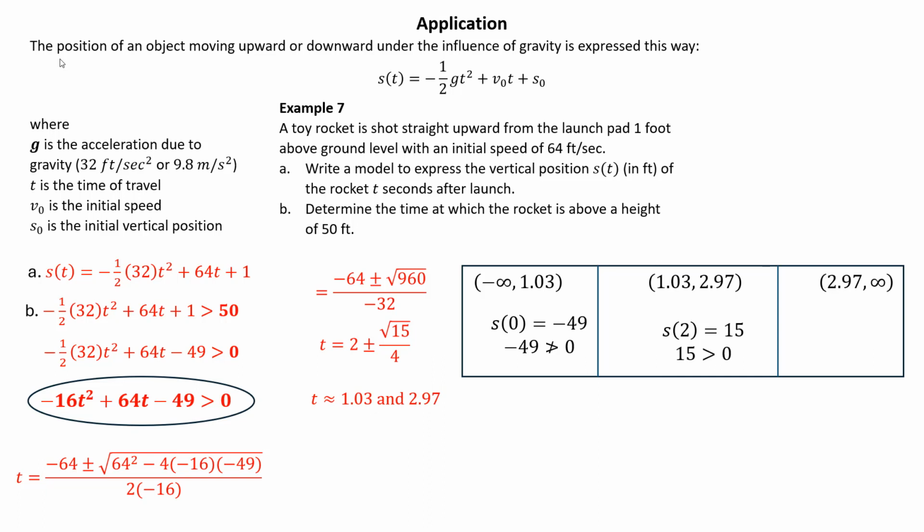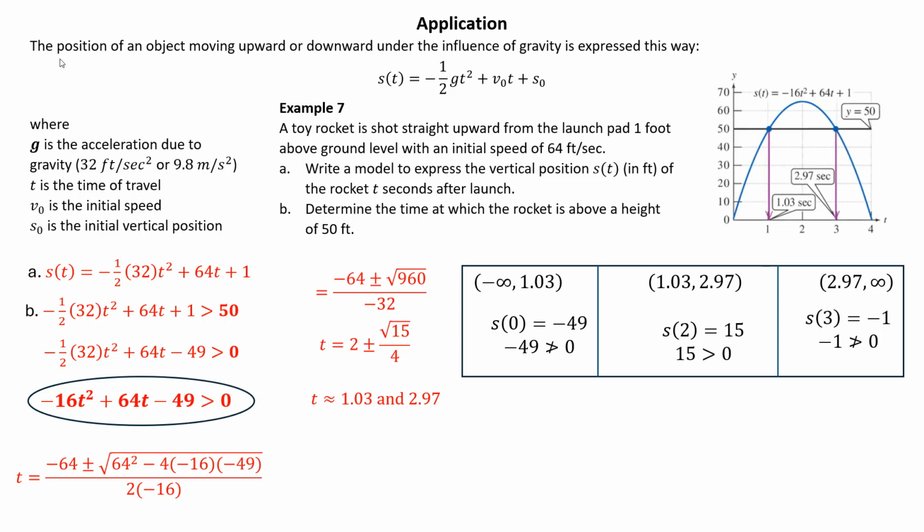And then if we try a value in this last interval, try 3, S of 3, if we punch that in, we get -1, and -1 is not greater than 0. So therefore, the only time when this rocket is above 50 feet is going to be in that middle interval between 1.03 seconds and 2.97 seconds. And so if you were to look at the graph of that object, it goes up, it hits 50 feet, then it keeps going above that, then it comes down. So the rocket is above 50 feet when the time is between 1.03 seconds and 2.97 seconds.